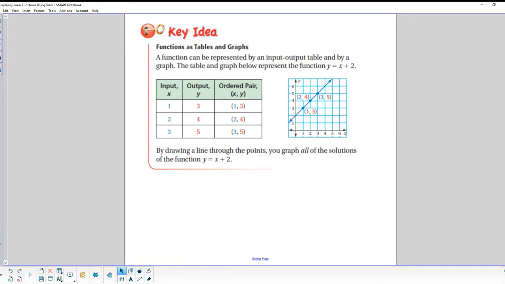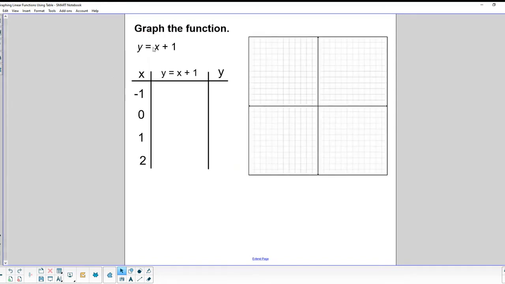Okay, so let's check out a couple. So here's a function right here. It's actually written in the form of y equals mx plus b. So let's go ahead and calculate the output. So if the input is -1, to find the output, we find that the output would be -1 plus 1, which in this case would be 0.